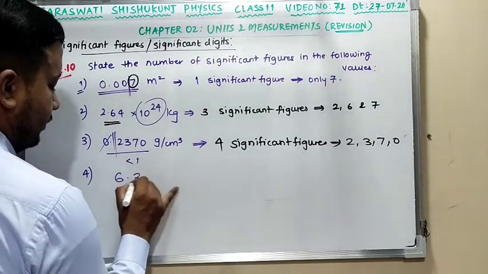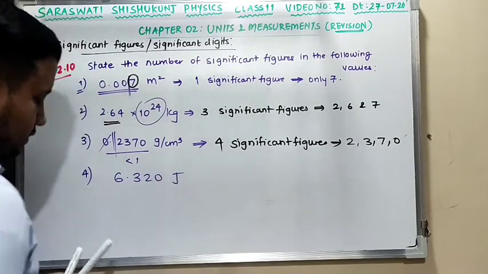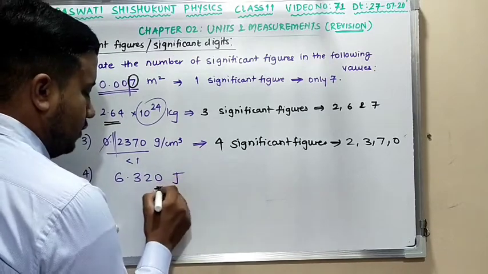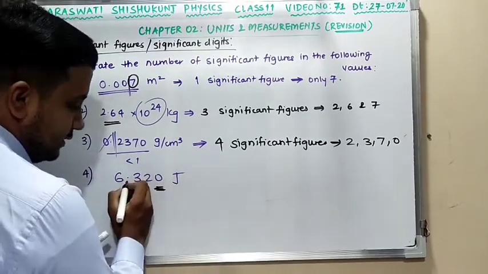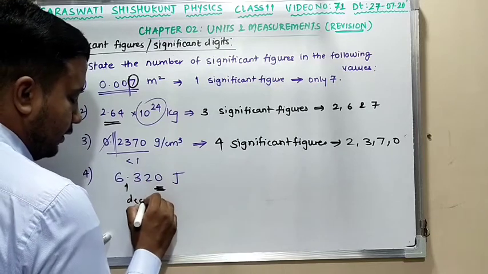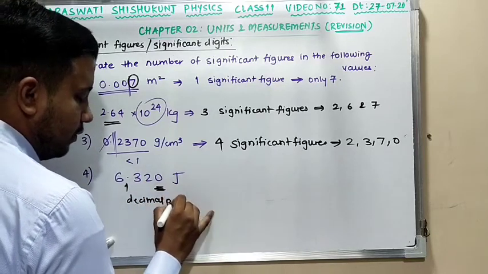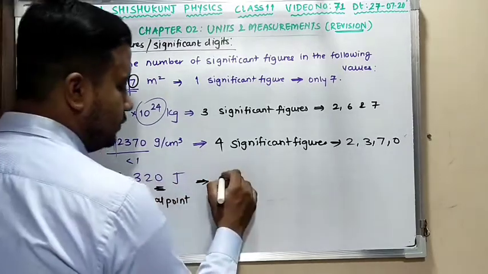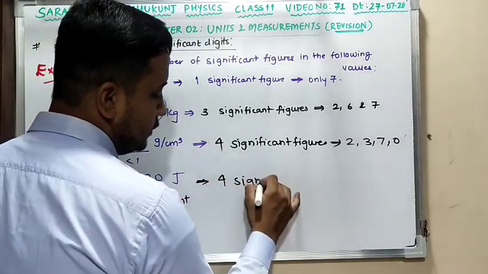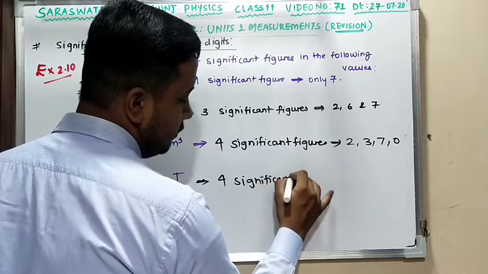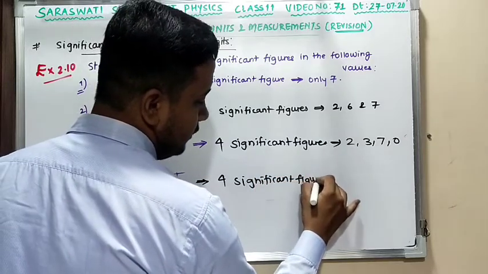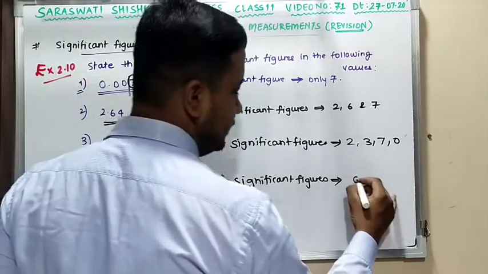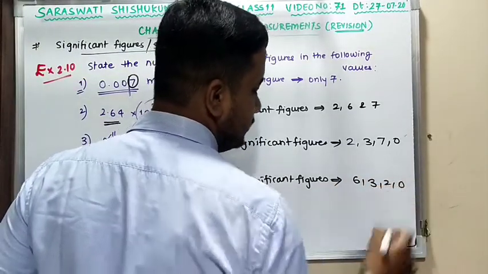Moving ahead to the fourth question they have given, that is 6.320 joule. Now trailing zero again, but it is towards the right and the decimal point is there, so it will be considered a significant figure. So how many? 1, 2, 3, 4. So I can write 4 significant figures, and they are 6, 3, 2, 0.